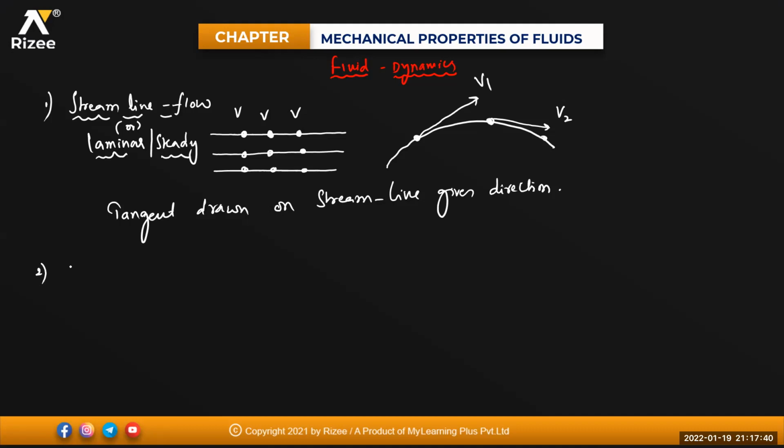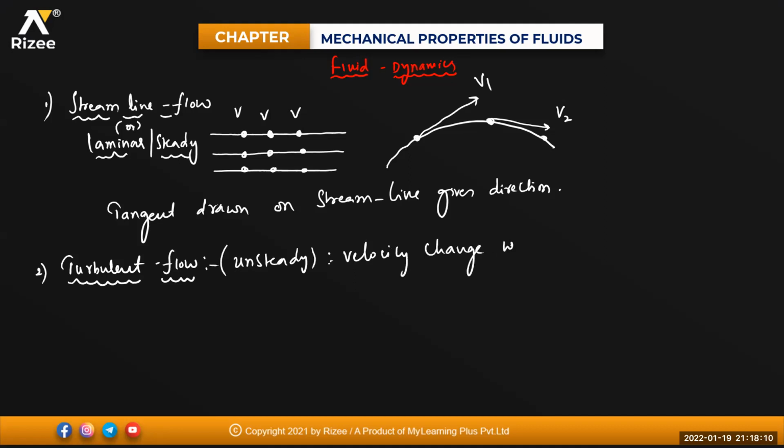The next one is about turbulent flow. Turbulent flow is nothing but the flow in which the velocity of the liquid is not the same, or I can say it is unsteady. That means at a given cross section, velocity of the fluid will be varying with time. So velocity changes with respect to time. Such type of flow is called turbulent flow. Clear?